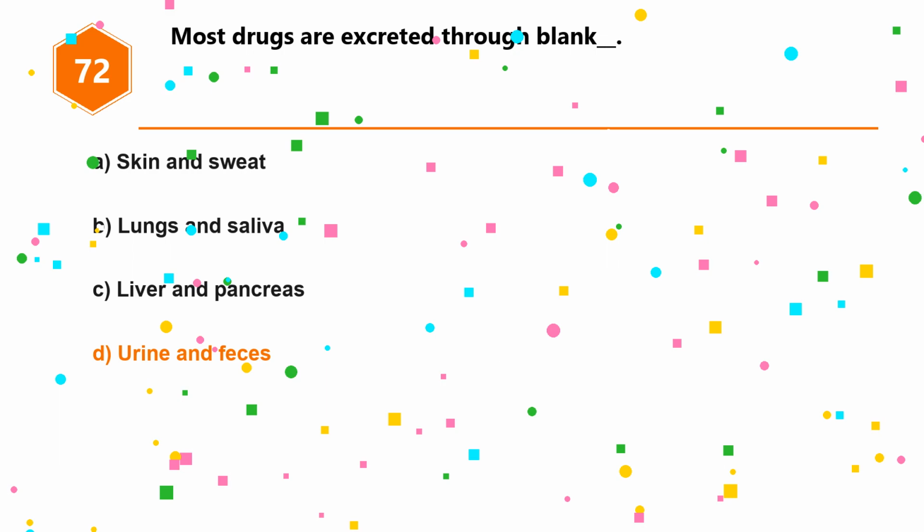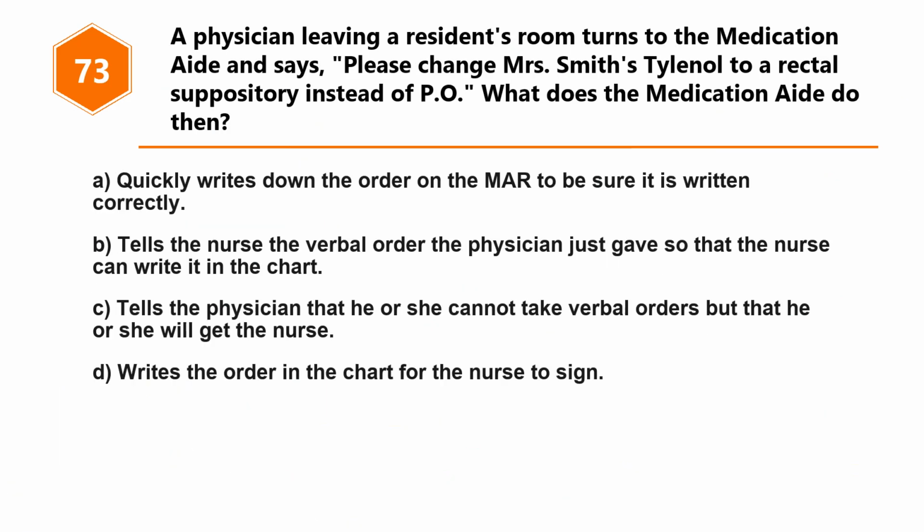The correct answer is option D, urine and feces. Question 73. A physician leaving a resident's room turns to the medication aide and says, "Please change Mrs. Smith's Tylenol to a rectal suppository instead of PO." What does the medication aide do then?